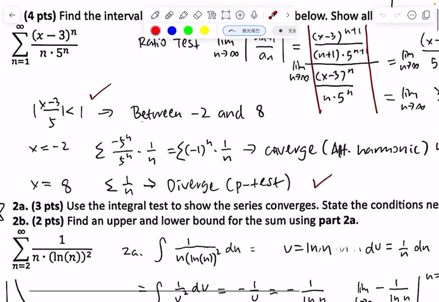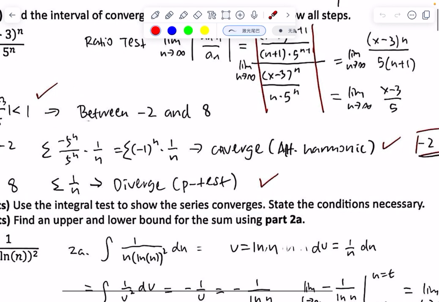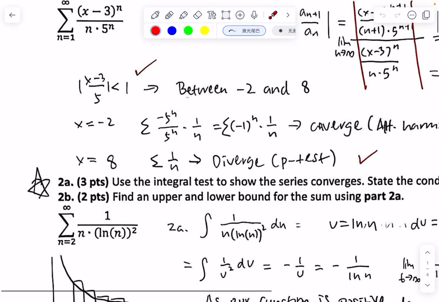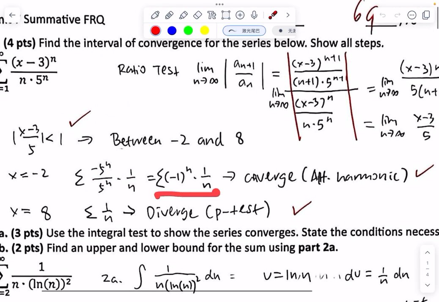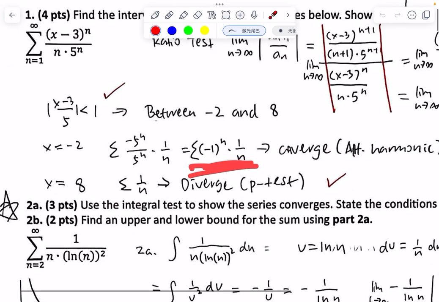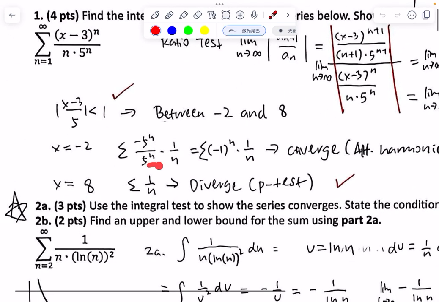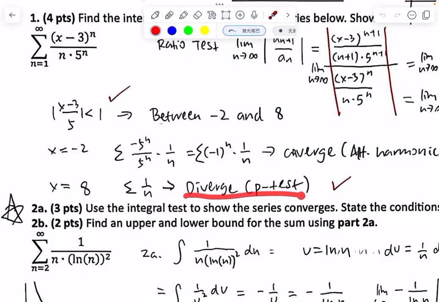So when x is equal to -2, this just becomes an alternating harmonic series. So you just use the alternating series test, right? Because on the top we have -5 to the n, and on the bottom we have 5 to the n, and we multiply this by 1 over n. So this just gives us an alternating harmonic series. And then when x is 8, we get the harmonic series, the sum of 1 over n. And so this diverges by our p-test, or p-series test.